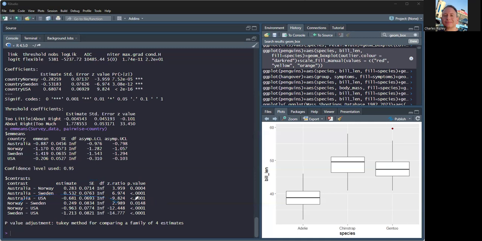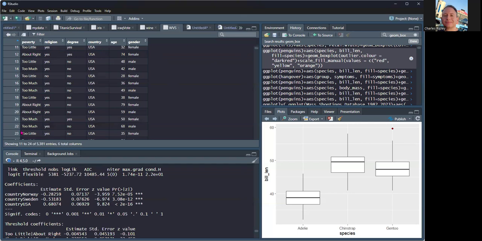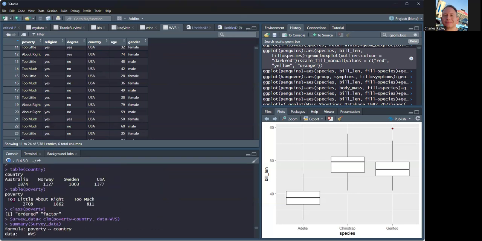Sweden is by far the most generous country. Norway, obviously, significantly less. We're not doing enough compared to the US, and Sweden significantly less than those. Now, remember what we're measuring here, right? It's basically too little, or we go up here, too little, about right, too much. So too much will be the highest.